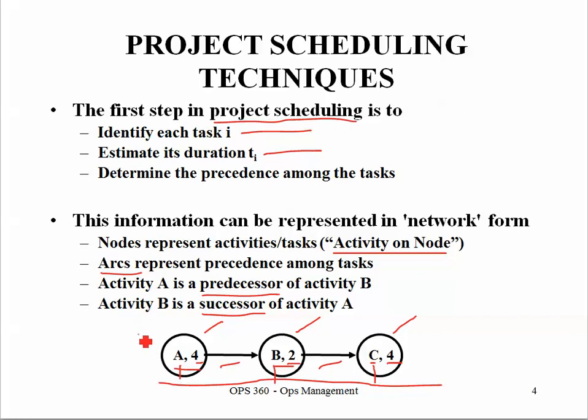So this very simple project with just 3 tasks, A, B, and C, shows a lot of the important elements of project scheduling and what makes it difficult. We have not just the tasks themselves and the times needed to complete each of these tasks, but we have the precedence among the tasks. That's what makes the project difficult to manage.